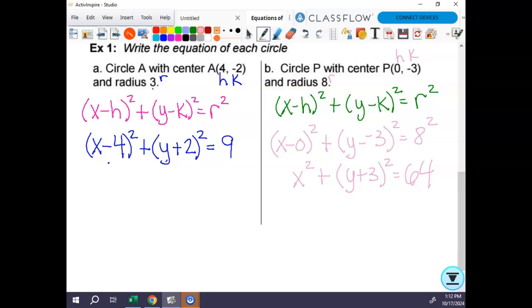Okay, so if they give you the center and they give you the radius, it's fairly simple. And I don't know that I saw any questions where it asked you to take this stuff and write it necessarily, but I think we did have to go the opposite way. But again, we have to understand this before we can do anything else. All right, let's go to the next part.